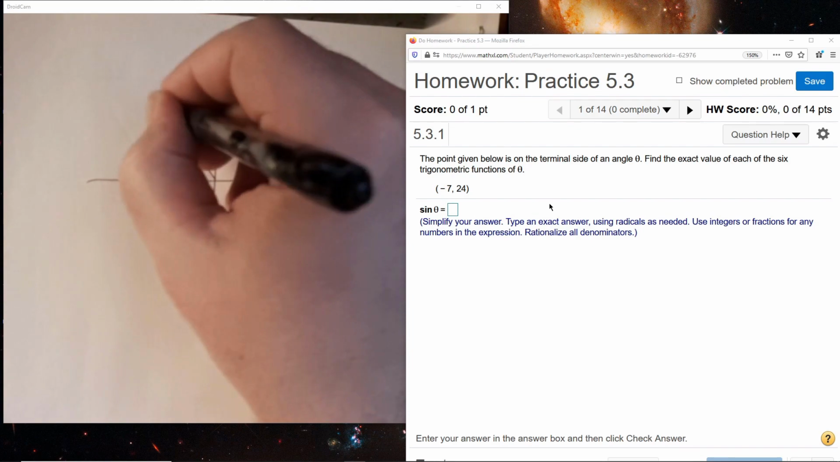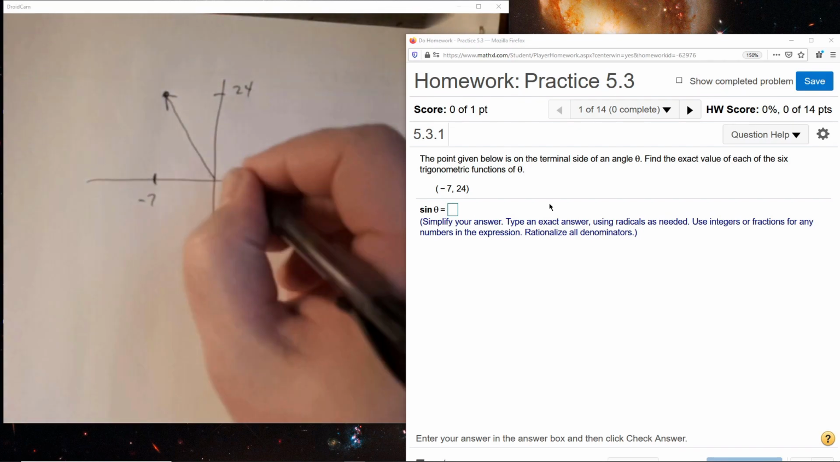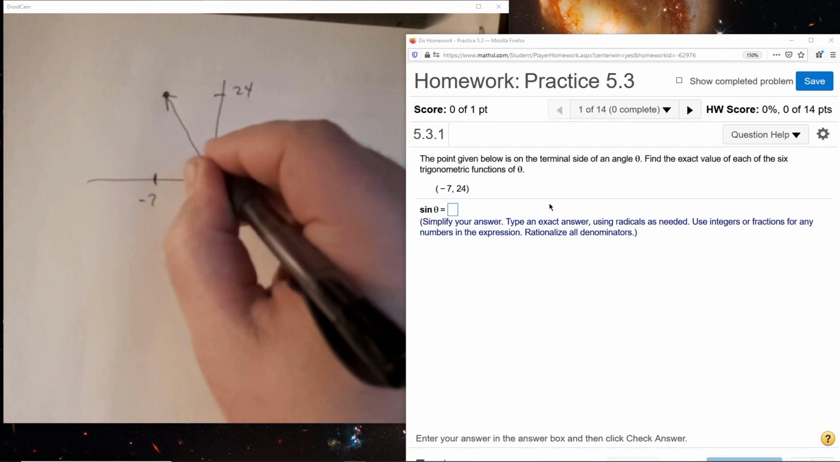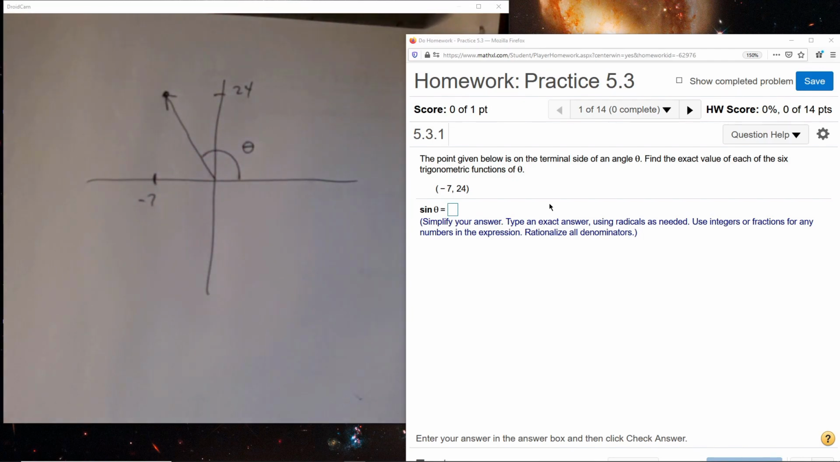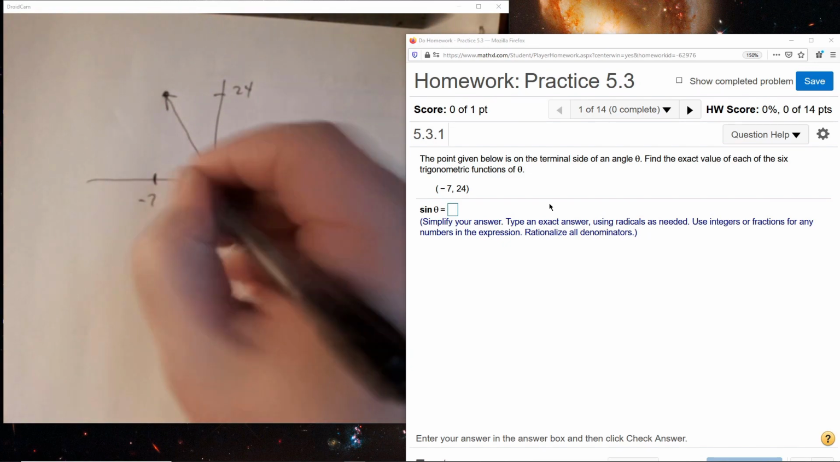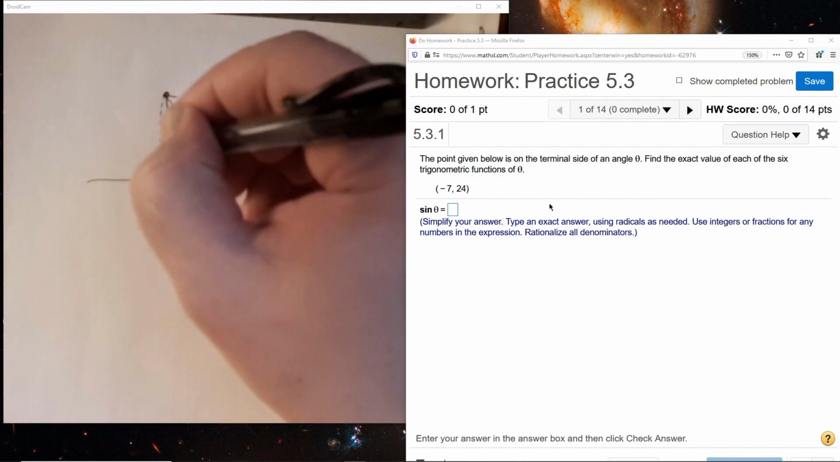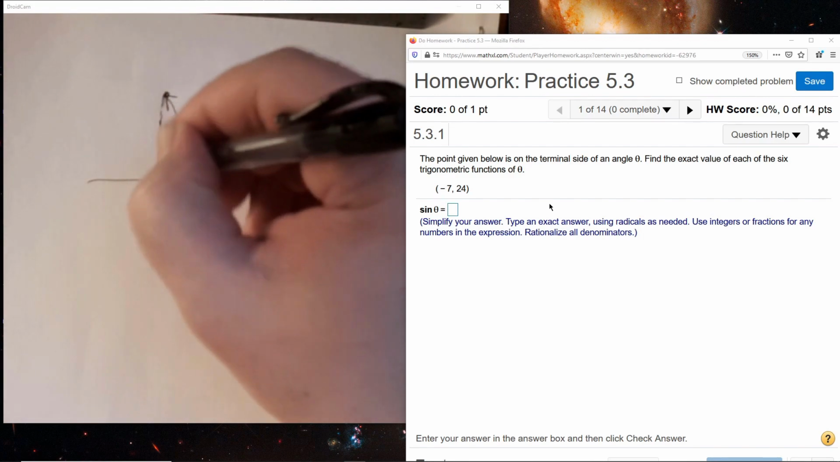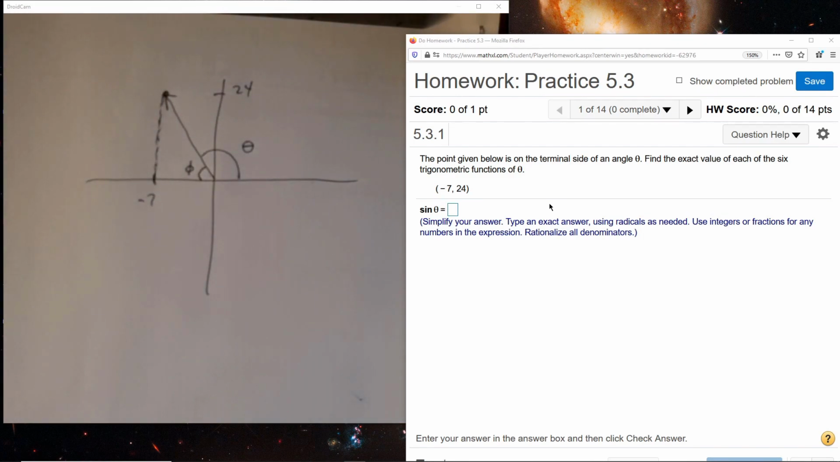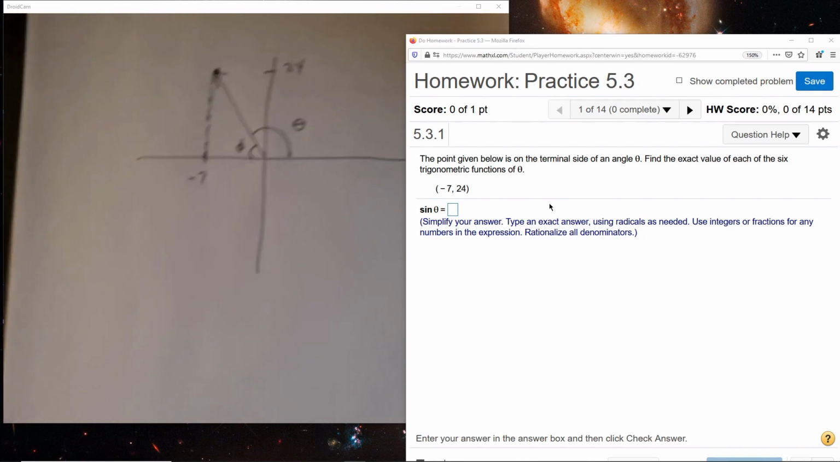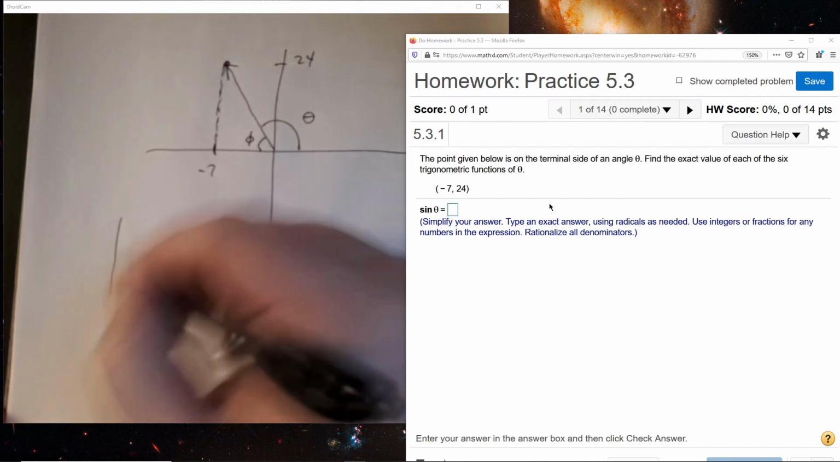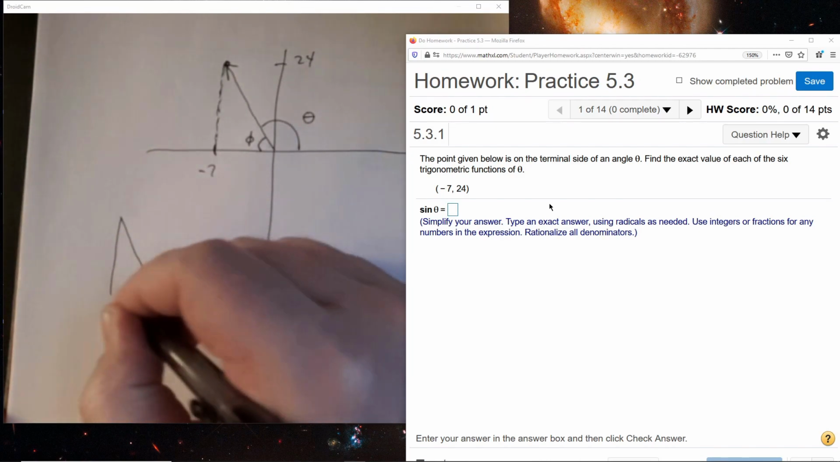And here is our terminal side. So this is our standard angle. And then this right here is our reference angle. And we draw this down to the x-axis. And there is our right triangle in the second quadrant. And let's take it off the coordinate system for a moment.